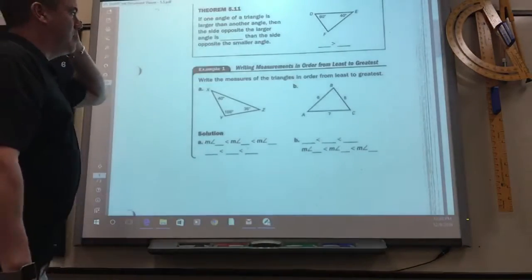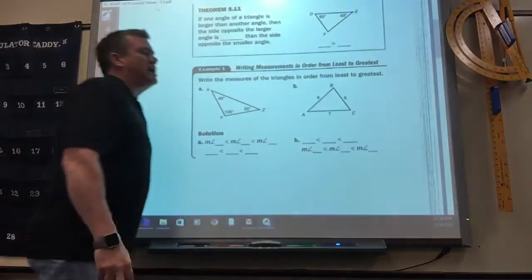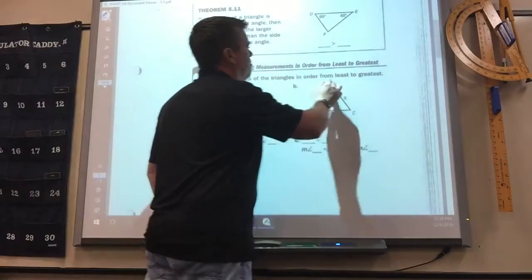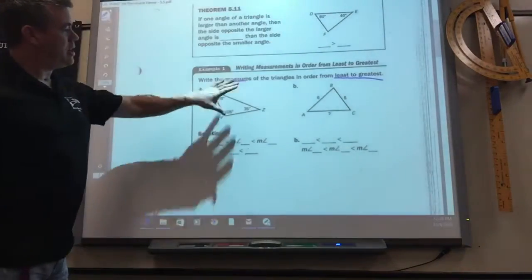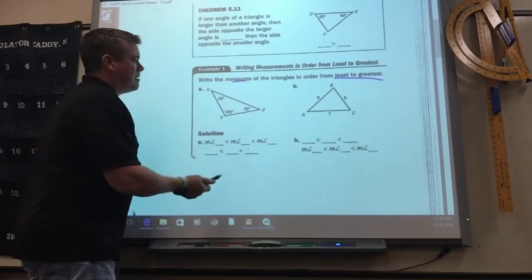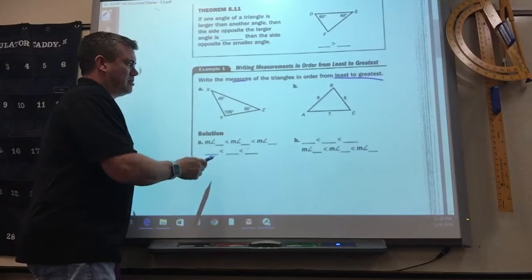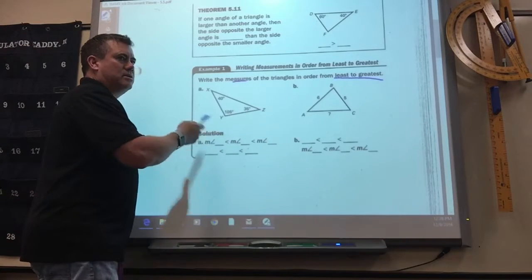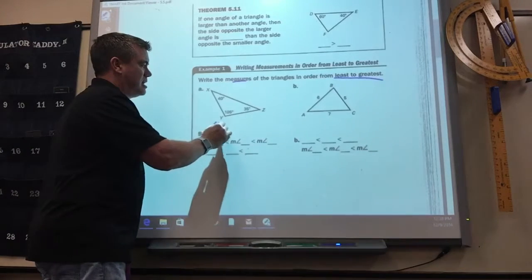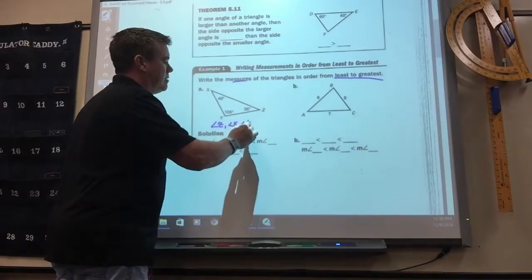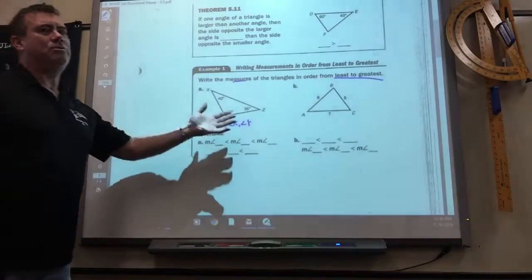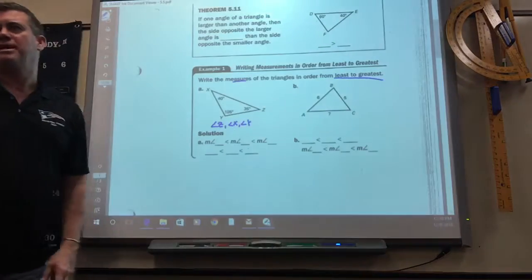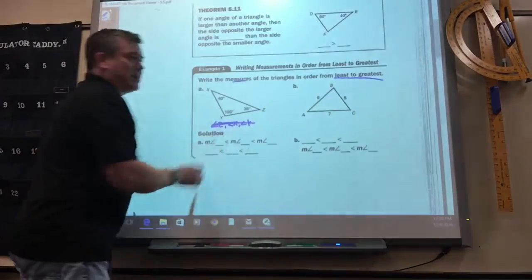Okay, so here's an example. This is one where we're not going to compare. They just want you to write the measures from least to greatest. So looking at this triangle, obviously we know the angles because they're labeled. Angle Z is less than angle X, which is less than Y. So if you wrote them in order, it'd be like that. Angle Z, angle X, angle Y. But if they give you the angles, then you're going to do the sides. If they give you the sides, you're going to do the angles. So they don't want that, they want the sides.